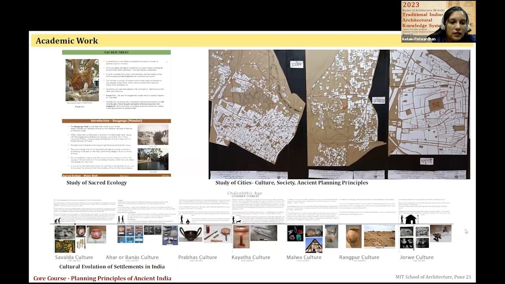Then we talk about the planning principles of ancient India, where we learned about sacred ecology. We learned about different traditional cities like Ujjain, Ayodhya, and Madurai, where we try to understand the culture, society, and the ancient planning principles. We also lay emphasis on the archaeological part in planning principles of ancient India, where we made an effort to find connects by studying the cultural environments of various settlements across various historic periods in the Indian subcontinent.